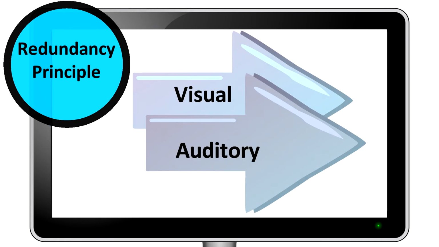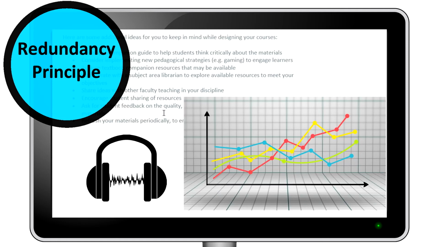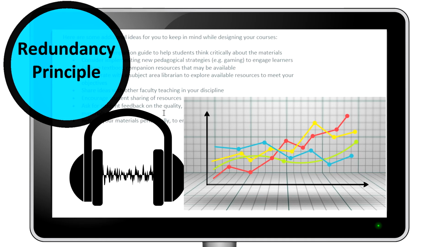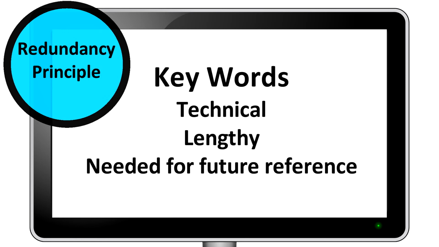The redundancy principle tells us that we should never double up delivery of information by using both the auditory and visual channels to explain the same thing at the exact same time. The visual channel can overload quickly if text is present on screen, describing a visual that you're describing with your voice at the same time. Including some text is just fine. Use key words, especially if the terms are technical, lengthy, or needed for future reference.